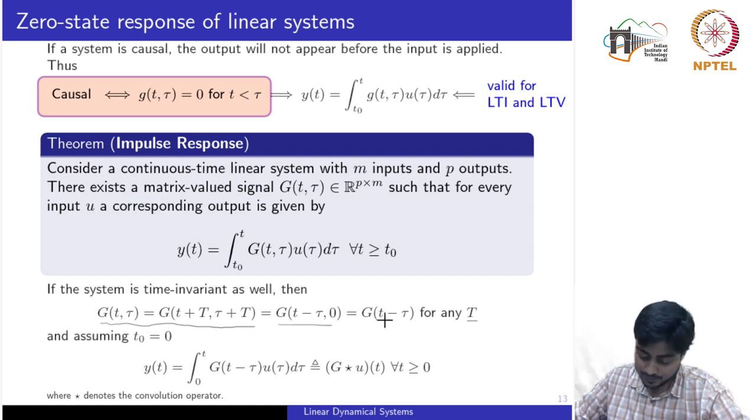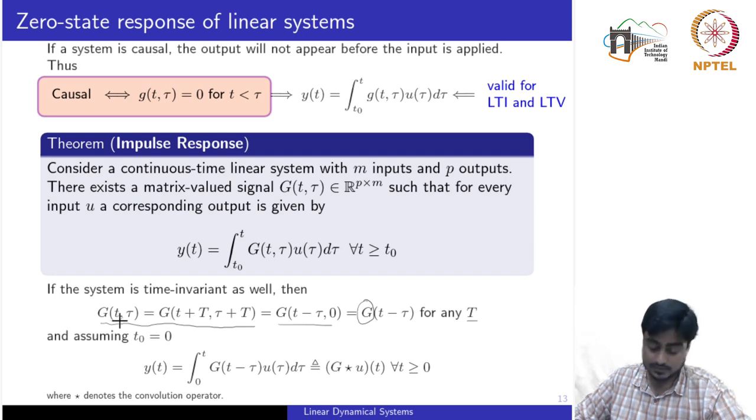Now with a slight abuse of notation, we have used the same notation of the variable capital G by removing the second argument, because the second argument is basically 0. So we can define the capital G as G(t, tau) for any capital T. The important point to note here is that when we are dealing with a time invariant system, we do not need two different arguments of the function capital G.